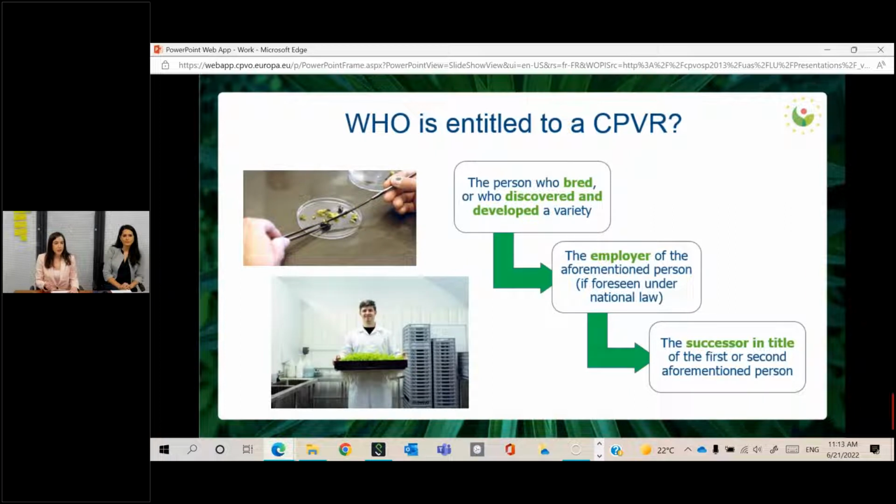Now, a different question is who is entitled to a European Union plant variety right? So again, it can be the breeder, but it can also be the employer of the breeder. This really depends on the national law applicable to the employment contract at hand. So sometimes it's the employer, sometimes it's the breeder, and it depends, as I say. And then another person entitled to the plant variety right can be the successor in title of either the breeder or the employer, as we have seen here.